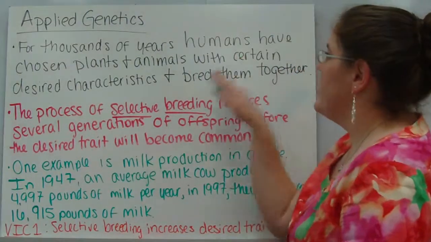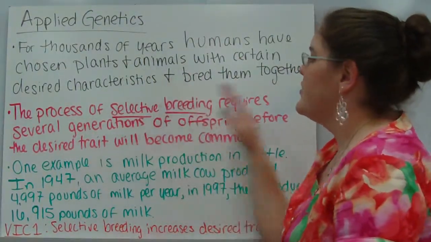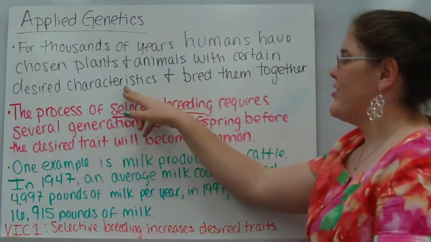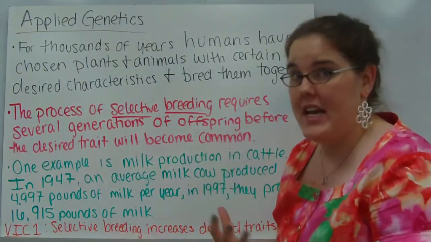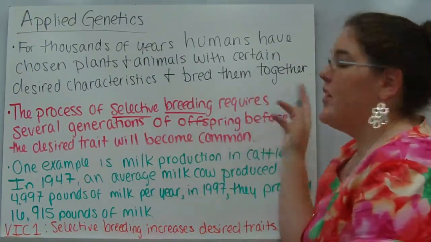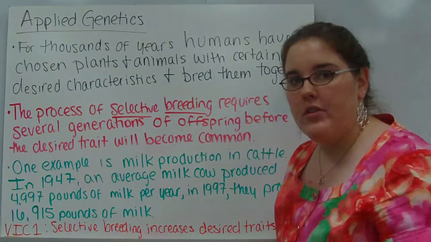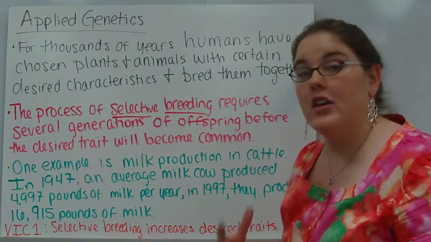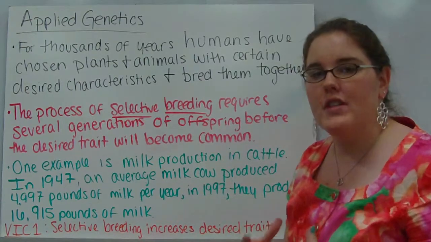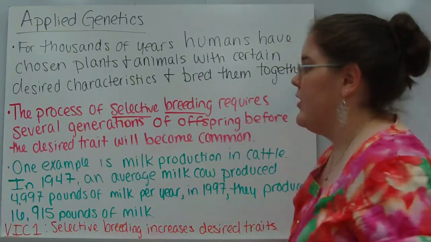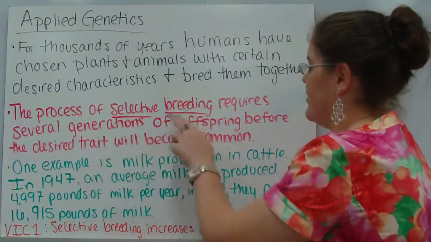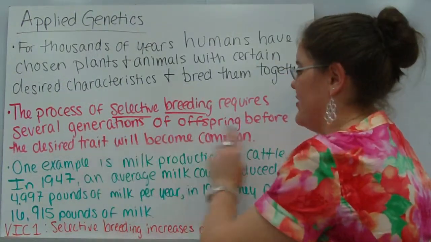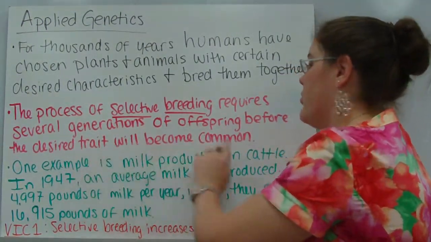For thousands of years, humans have chosen plants and animals with certain desired characteristics that they particularly needed in a certain situation, and then bred them together. What they wanted to accomplish with this is to increase the chance of that desired characteristic showing up in the population. The process of selective breeding requires several generations of offspring before your desired trait will become common.